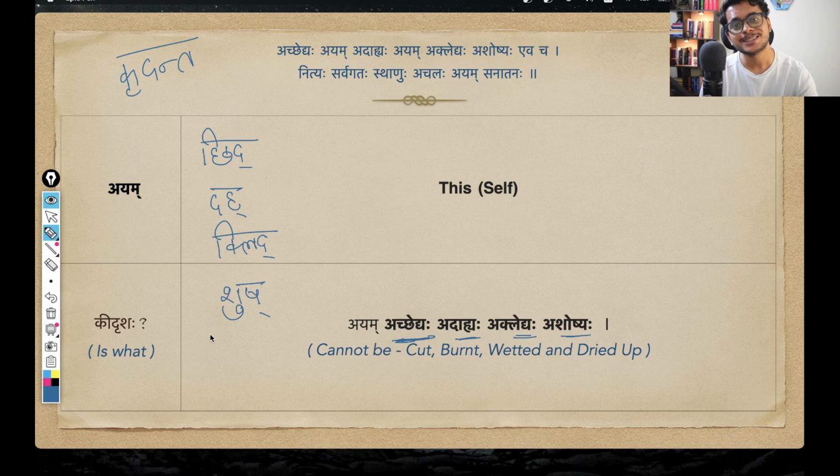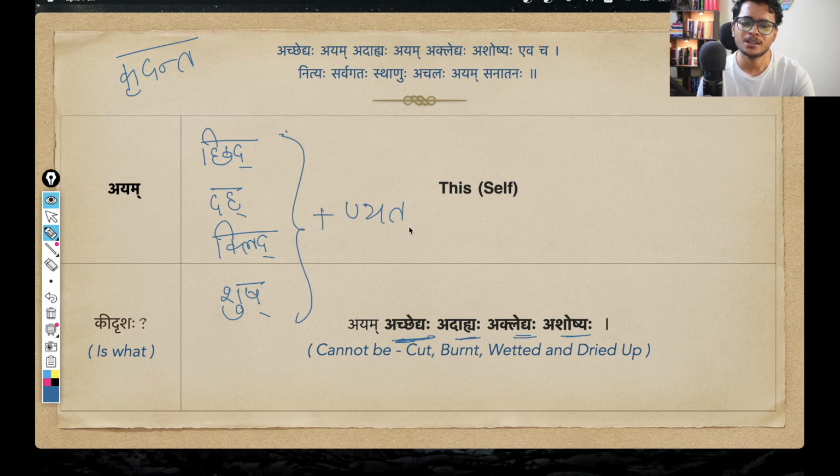So we are using the same very verb root, the same dhatu here also. So chid dhatu, that means to cut through. Dah dhatu, that means to burn. Kled dhatu, that means to be wet, and shush dhatu, that means to be dry. So we are using the same dhatu, the same verbal roots, but here we are creating a kridanta.